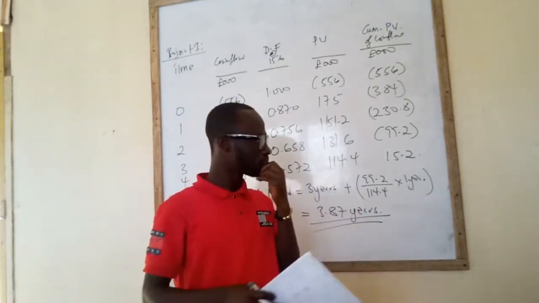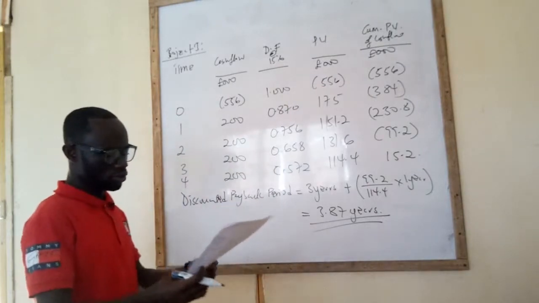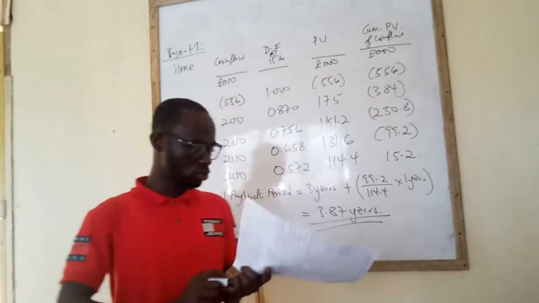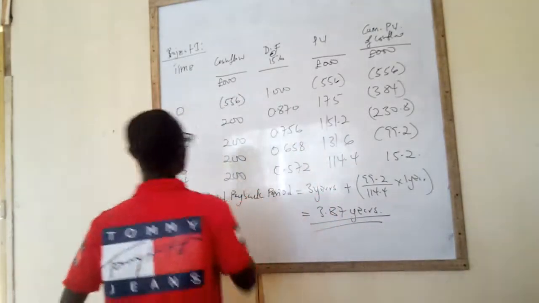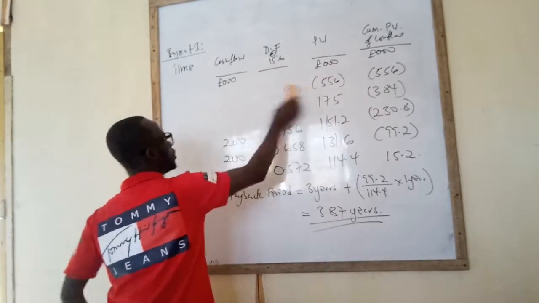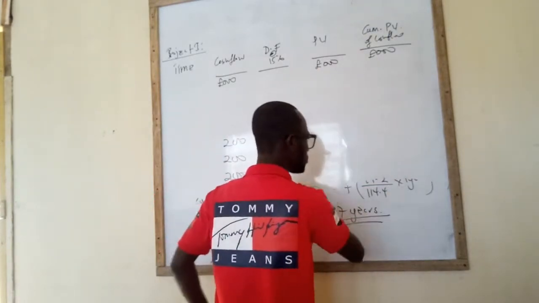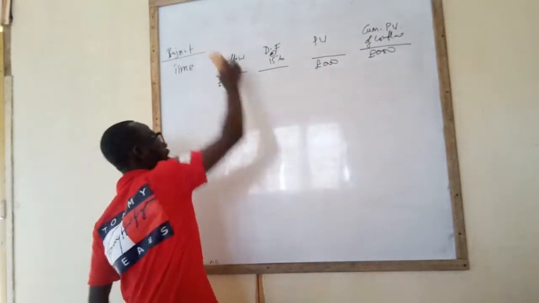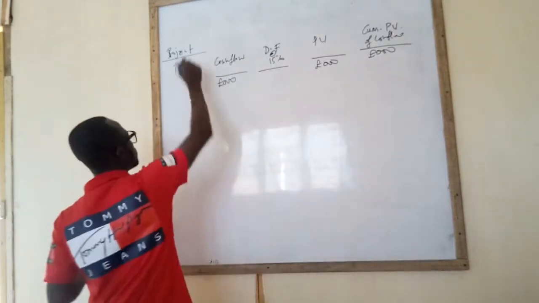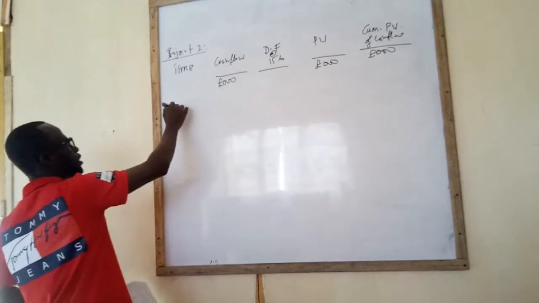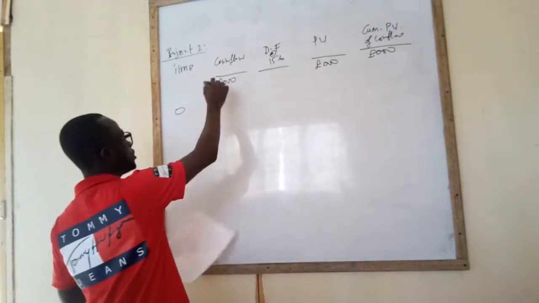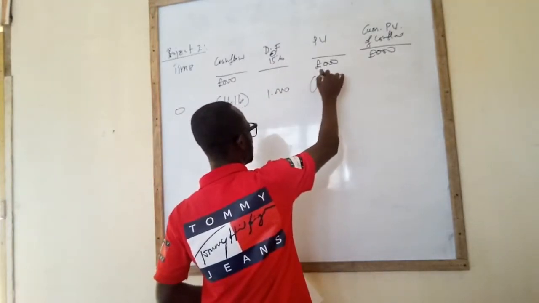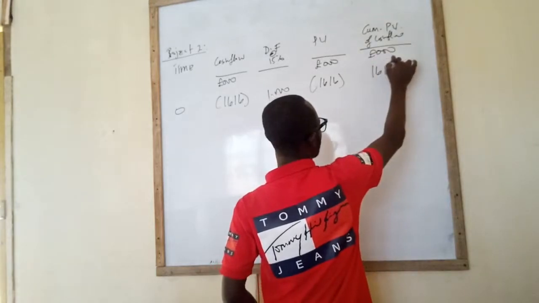Very, very simple, right? So let's look at the project 2 also, and then let's see what the project 2 holds for us. So I'm going to keep that same schedule. I'm going to now name that as project 2. Now project 2 costs 1616. Discount factor will be 1. Present value will still be 1616. Cumulatively 1616.